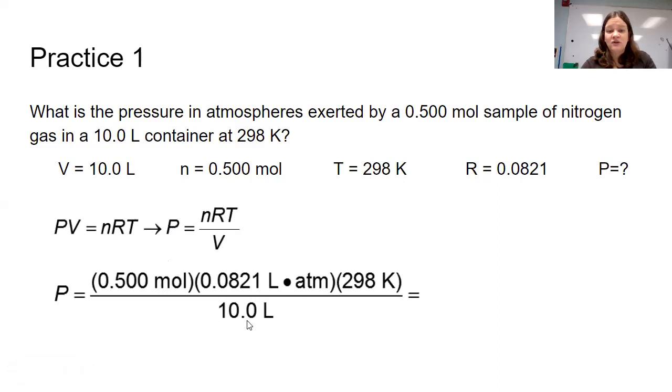So for this one, you could enter this in one step. A half times 0.0821 times 298, divide by 10. You should get 1.22 atmospheres. So it's as easy as that. So just double check as you're doing the practice problems to be sure that you have your values in the correct units.